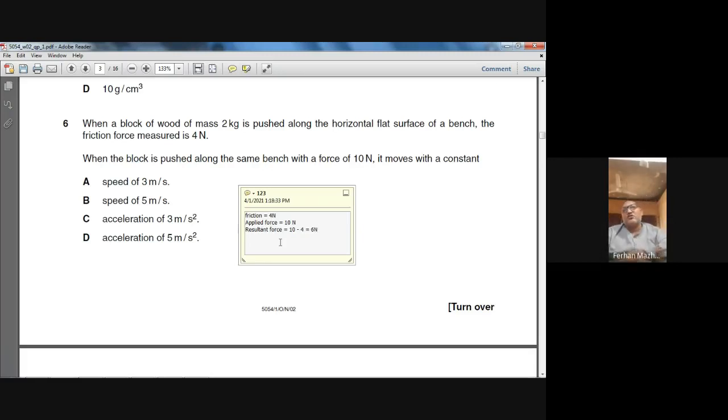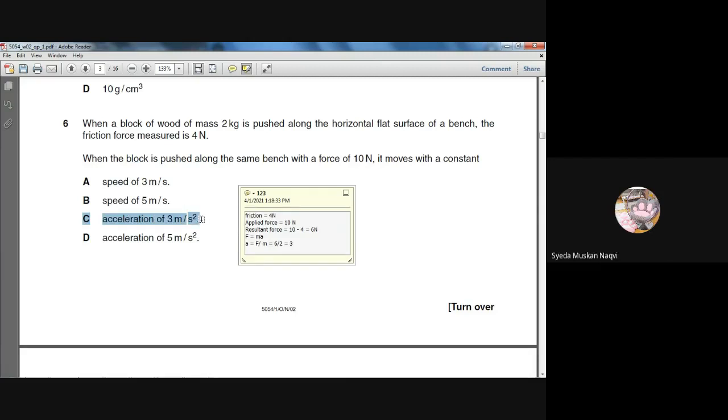Now, according to Newton's second law, F is equal to ma. So if I can find the value of a, I know the resultant force. So a will be equal to F divided by m. The F value is 6 Newton, and I will divide it by the mass. The mass is how much? 2 kg. So the final answer will be 3 meter per second square. So the block will be moving with 3 meter per second square.